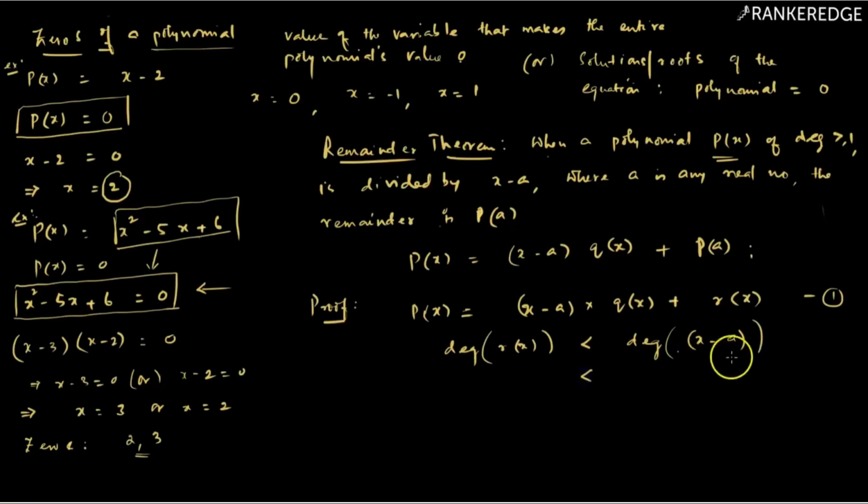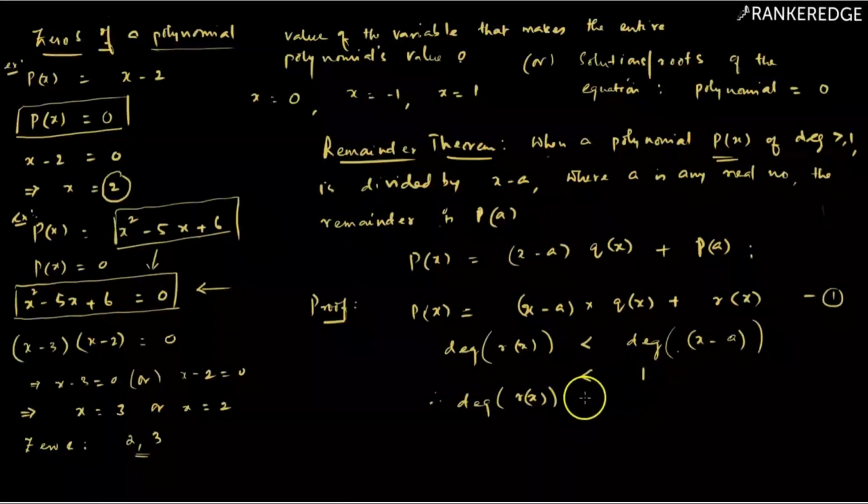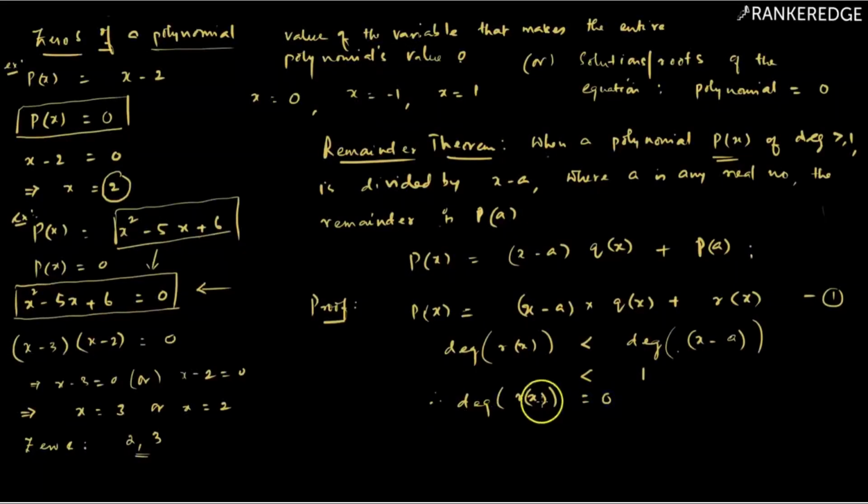What is the degree of this linear polynomial? 1. I know x minus a is a linear polynomial of degree 1. So that means I can say that the degree of the remainder polynomial is what then? If it is less than 1, it has to be 0. Therefore, I've come to the conclusion that degree of the remainder polynomial is 0, which means that it is not a polynomial in x, but it's some number, right?